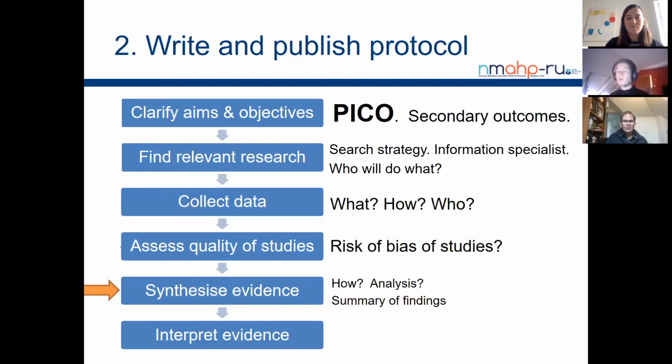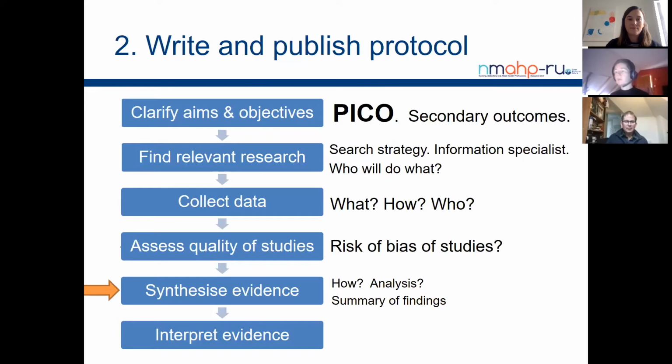Then you'll move on and define how you're going to bring this evidence together. This is something I think quite often people forget about, and they don't say how they're going to do this. So are you going to write a narrative about the evidence that you found? Are you going to produce tables, or are you in fact planning to do statistical analysis? And if you are planning analysis, then you need to write a full analysis plan.